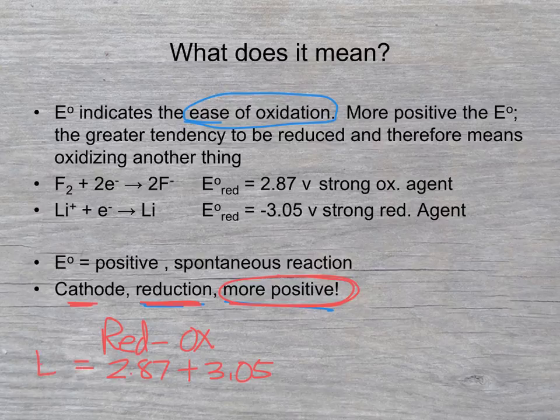So our E cell is going to be the sum of these two. Let me do some math in my head here. I'm sure that I'll do it wrong, and somebody will tell me that I can't do math. 5 carry the 1. Yep. So the E cell for that particular cell would be 5.92.